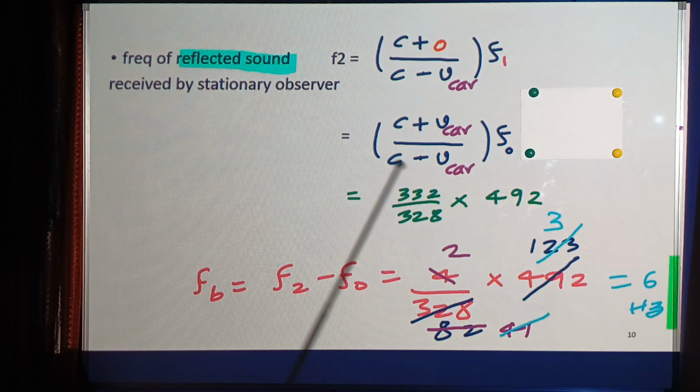So there will be beats between this reflected sound f2 and the original sound f0, because only these two frequencies are superposing at the original stationary source location. So two sounds will superpose. You won't hear the sounds separately. You'll hear a combined sound. For this combined sound, the amplitude will not be constant. It will vary with a frequency, and that frequency is the difference between these two superposing frequencies. So this minus f0, so this minus 1 into f0, which is 492. This minus 1 is 4 by 328. Simple calculation. The answer is 6 Hz.